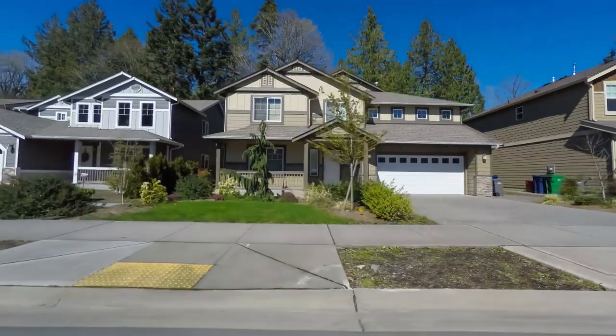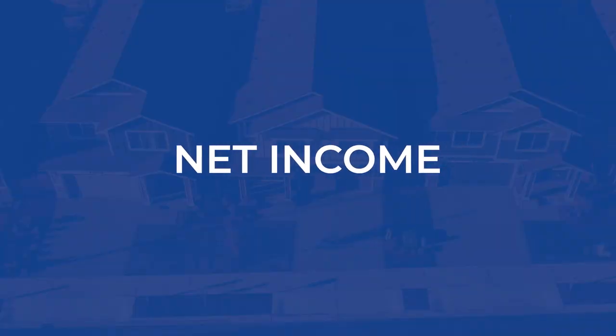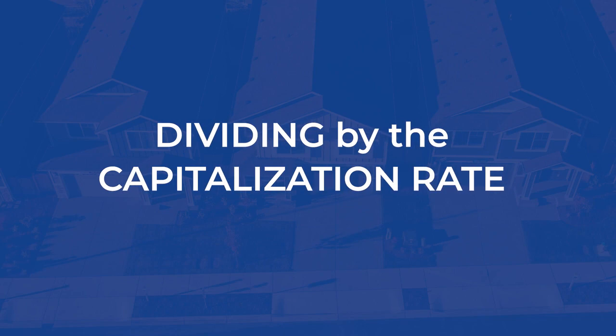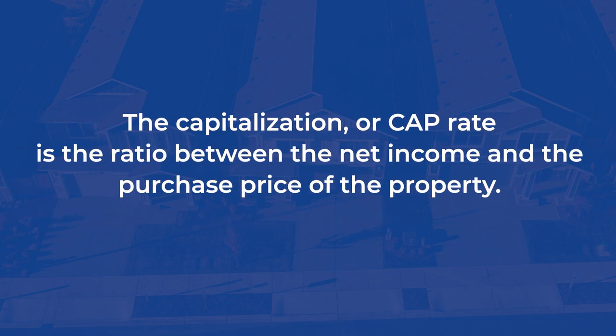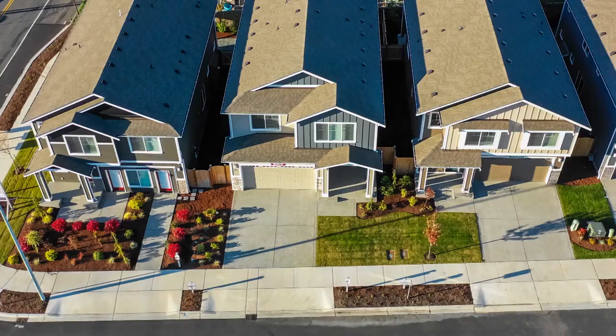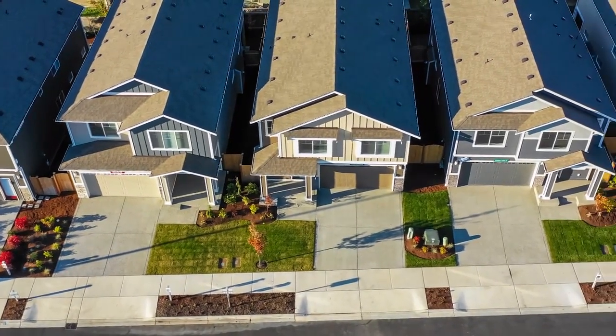When using this method, the estimated value of a property is found by taking the net income generated by the property and dividing by the capitalization rate. The net income is the total income for a period of time, called the gross income, minus the expenses paid out for that same time period. The capitalization, or cap rate, is the ratio between the net income and the purchase price of the property. This ratio effectively shows the property owner's return on investment for the property.